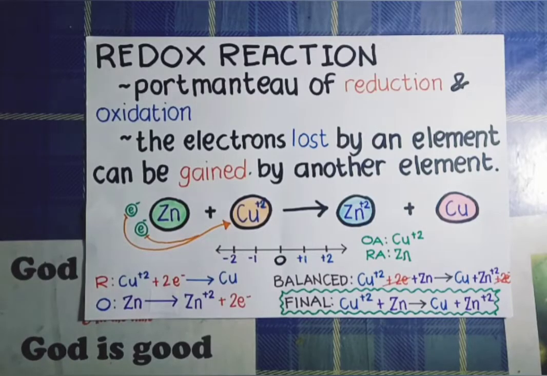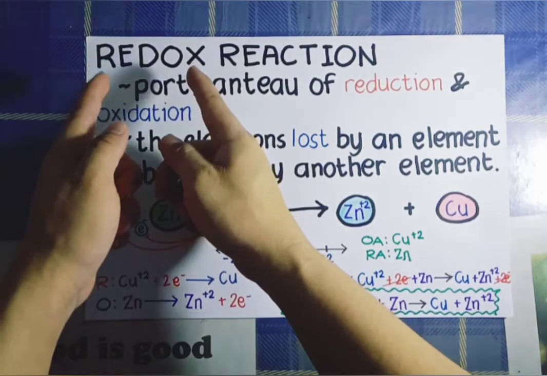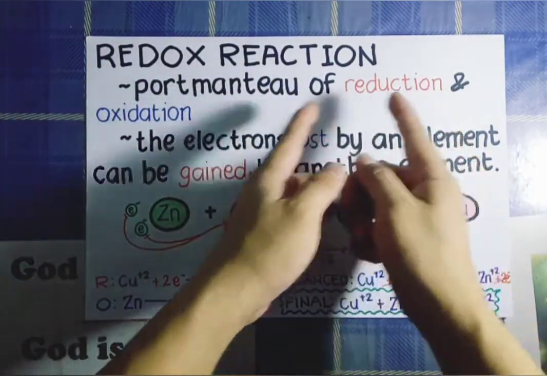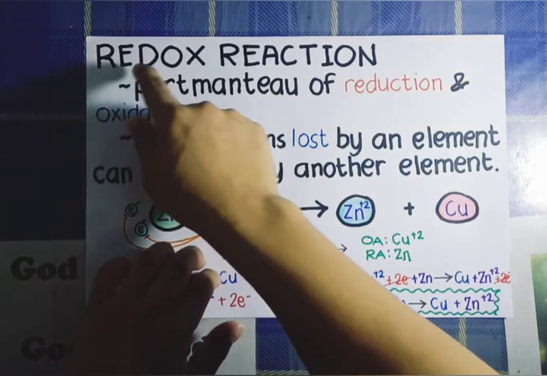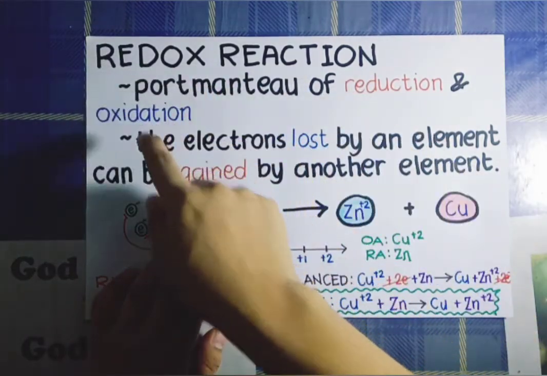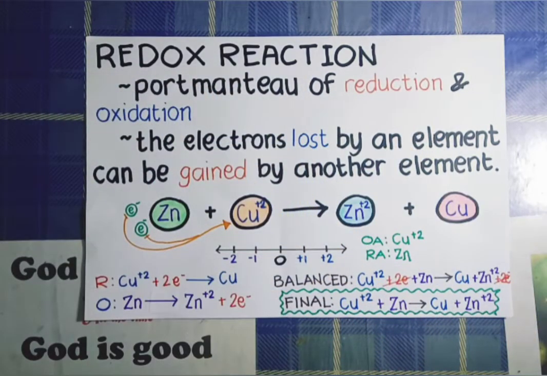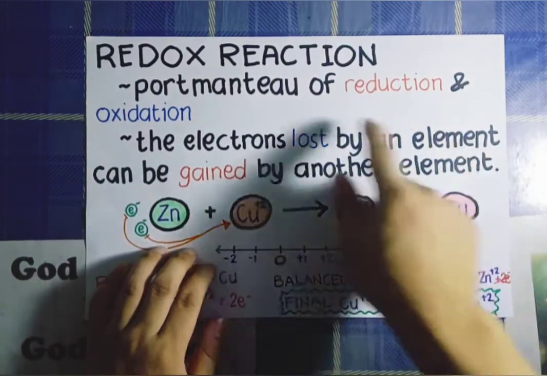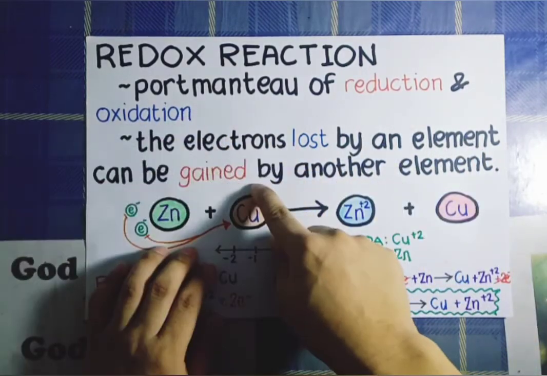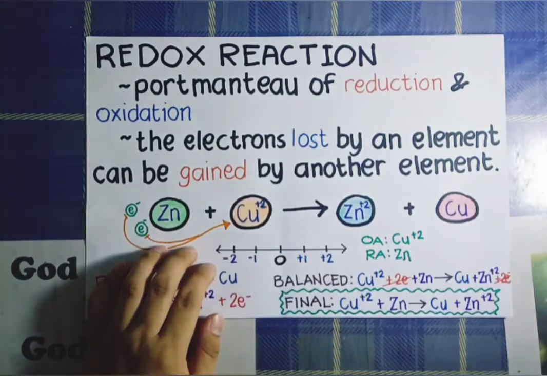Now, most of the times, reduction and oxidation do not happen separately, but instead, they happen simultaneously in this type of reaction known as redox reaction. Redox is actually a portmanteau of the words reduction and oxidation. Red for reduction and ox for oxidation. Here, the electrons lost by an element during the oxidation can be gained by another element during the reduction.